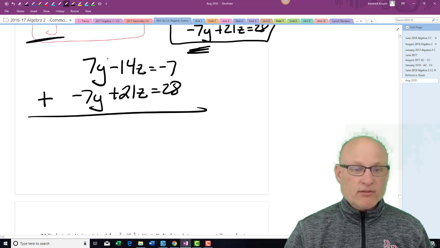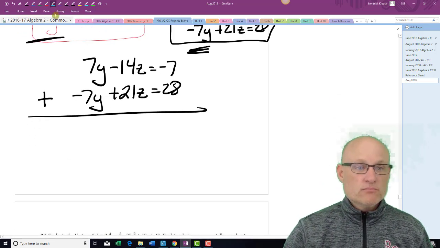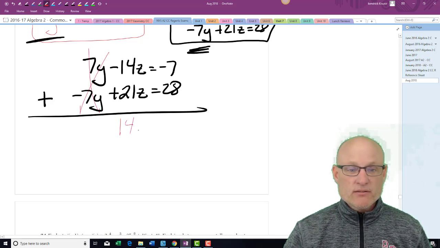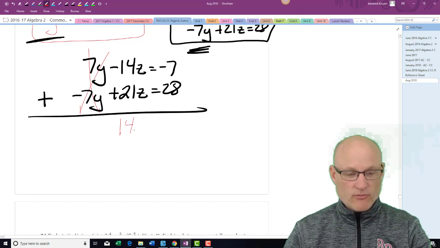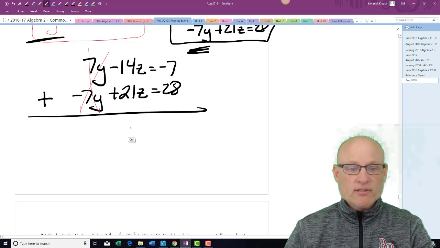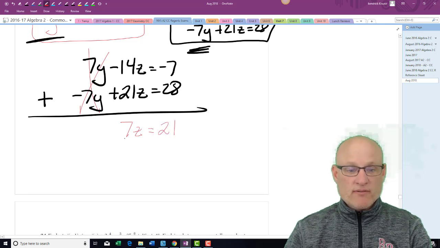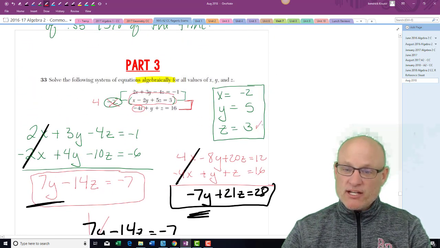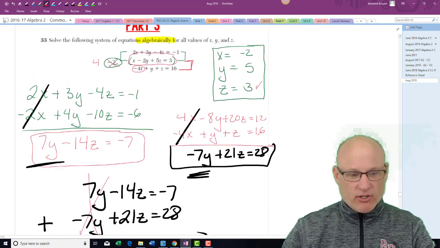And I get, well, these go. And I get 14. Oh, where is that coming from? How about 7? 7z, negative 14 plus 21 is 7, equals 21. Divide by 7, I get z equals 3. Now you're crossing your fingers, you look up. Woohoo! Now we're going to use one of these equations.